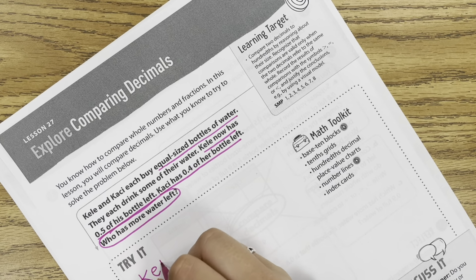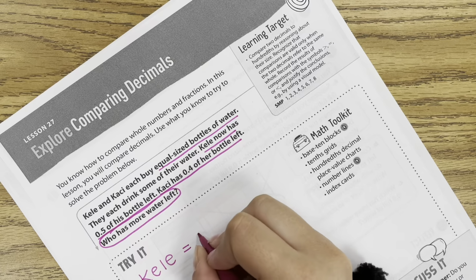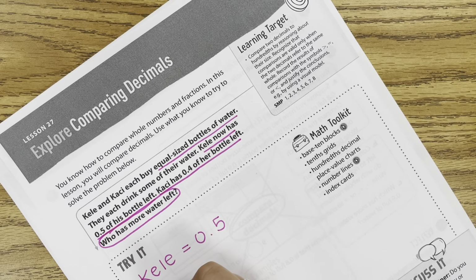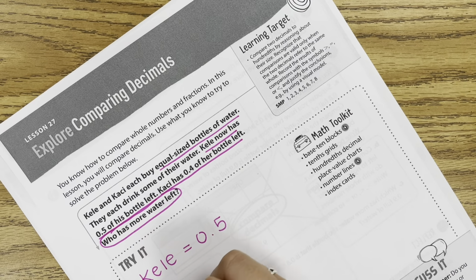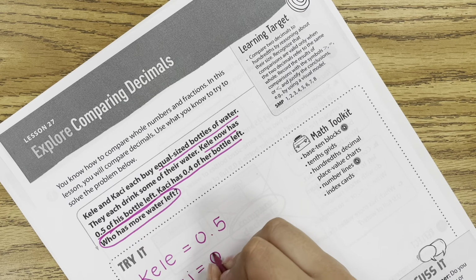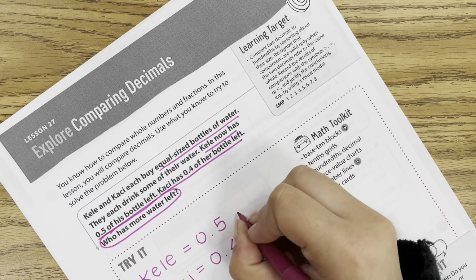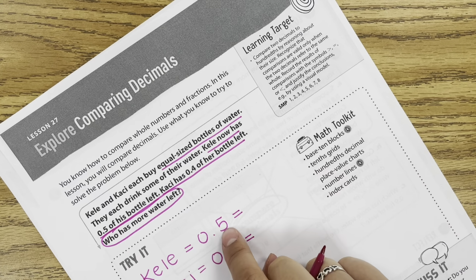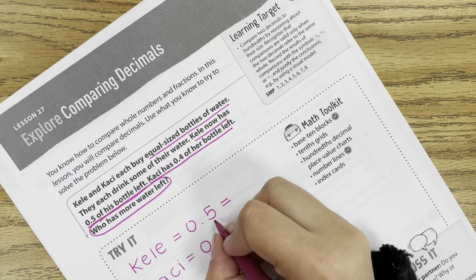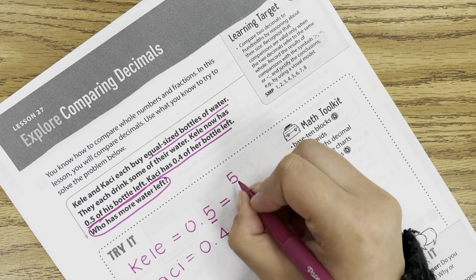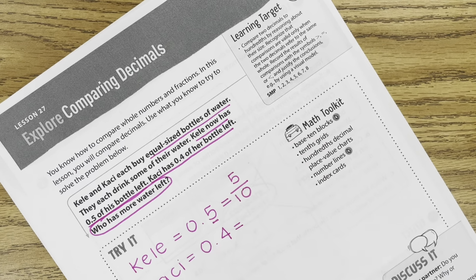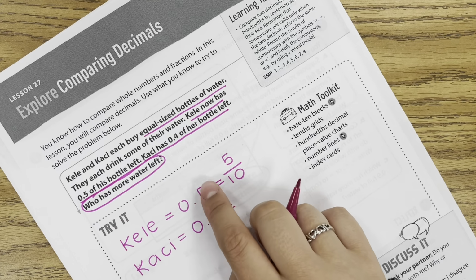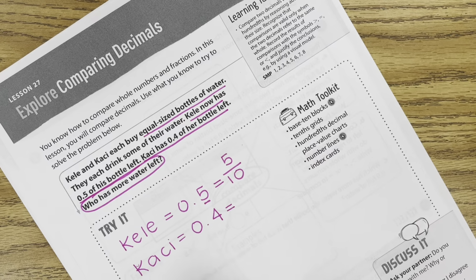Kelly, I'm going to call him Kelly, has 0.5 or 0 and 5/10 left. And Casey has 0 and 4/10 left. So what we can do is we can turn these into fractions. So remember, we're reading this 0 and 5/10. That means our 5 is our numerator, 10 is our denominator, because it's 0 and 5/10, okay? Because it's not a whole, it's 5/10, so 5 out of 10.